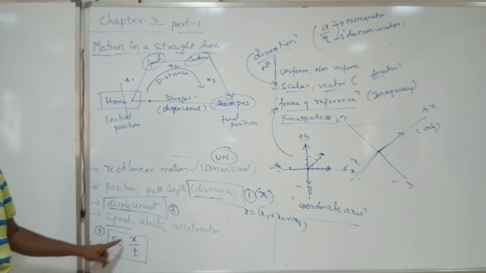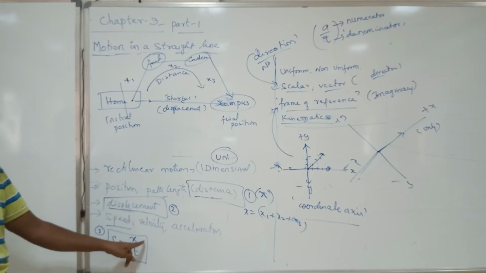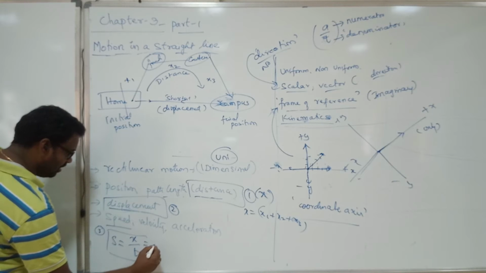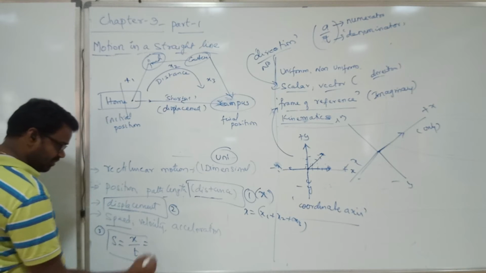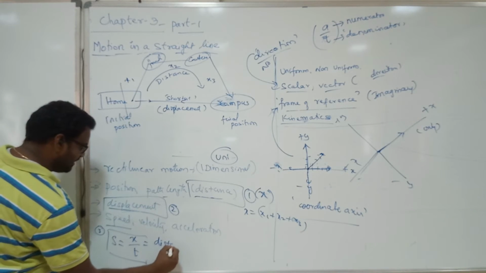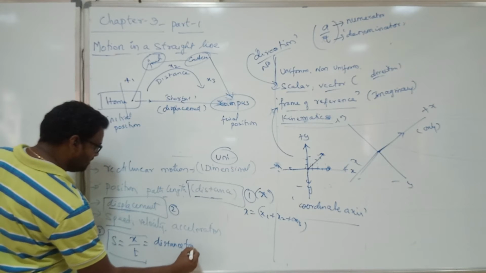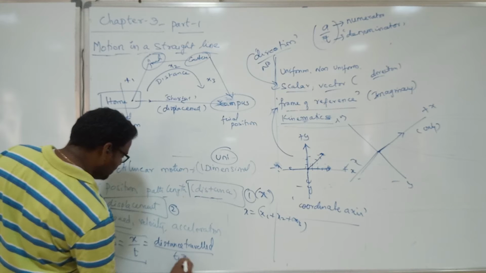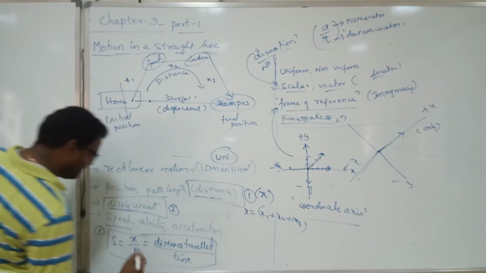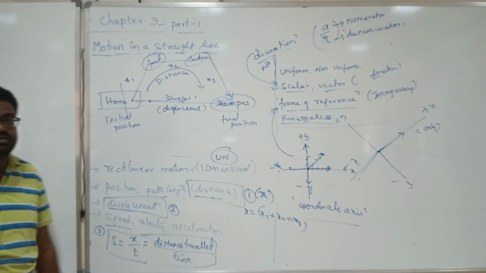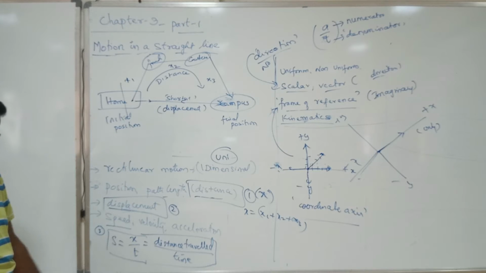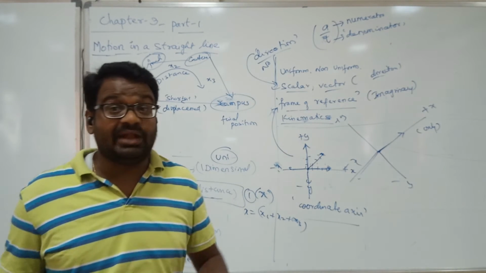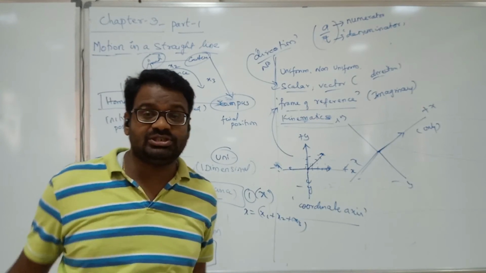Speed is defined as the rate of, what is x? x is the distance traveled, or change in position, with respect to time. Speed is defined as the distance traveled by time. What is the physical meaning of this speed? At what rate is our position changing?